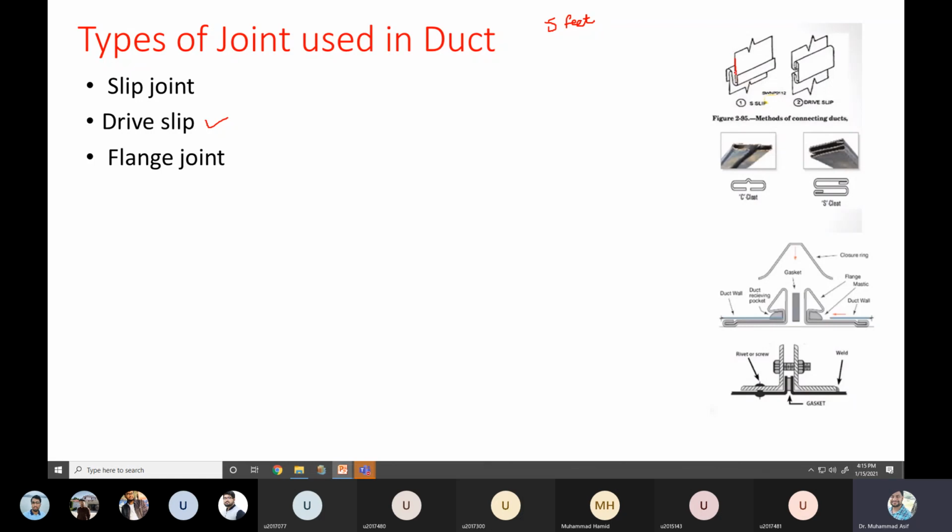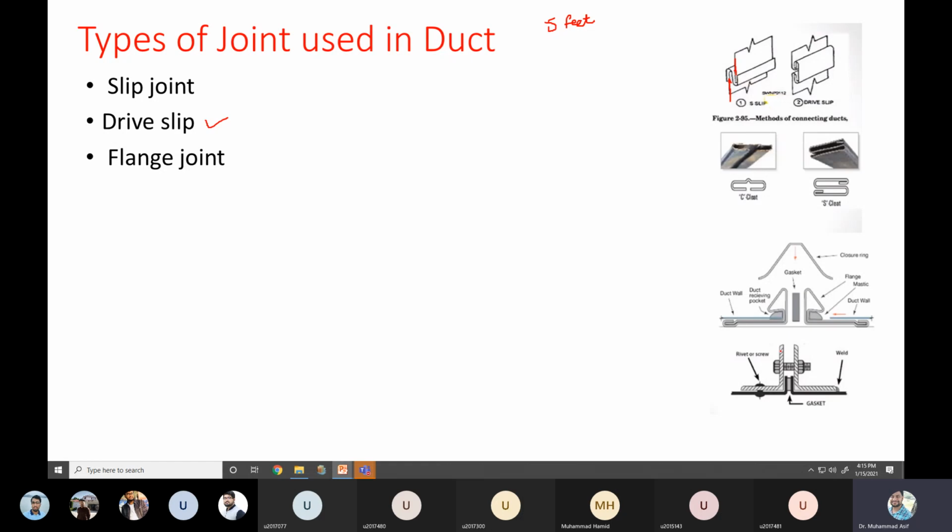So this is one end of the duct and the other end of the duct. They are held within that joint. There is a drive slip as well. So this is like a C clamp, right? And then we have the flange as well. You're also familiar with the flange.